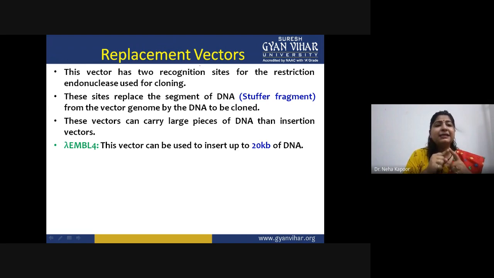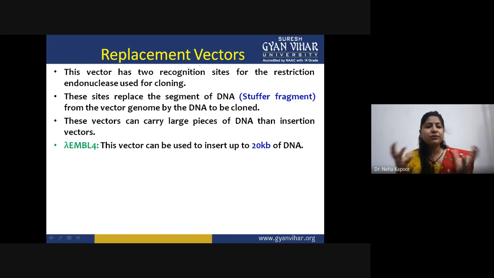Now, in this case, the vector will use two recognition sites for the restriction enzyme. However, in the insertion vector, we were using only one restriction site. Here, the two restriction sites would be used, and these sites will replace a segment of DNA from the vector genome with the DNA to be cloned. Or you can say the vector's DNA would be cut from both ends and removed. That removed segment would be known as the stuffer segment, and in place of that stuffer segment, new DNA would be cloned.